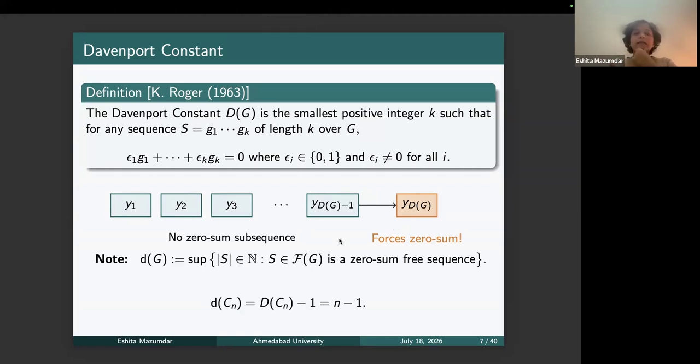On the other hand, since this is the smallest, I can define small d(G) as the supremum of the cardinality of S, the length of S, where S is the zero-sum free sequence I'm considering. So clearly d(G) plus 1 is equal to my capital D(G) in the abelian case, and this value is n minus 1 when I'm considering small d. So this result we already have. Currently we will write down everything in terms of the capital D, and later on we will focus on the small d.